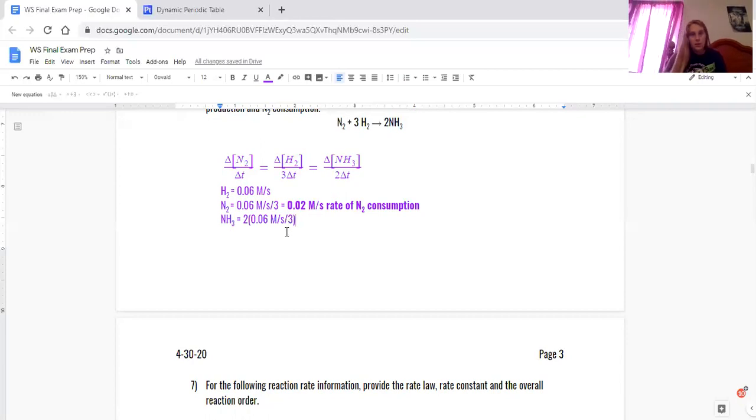Okay, so we already know this part. And honestly, if you wanted to, you could have just gone from that because you already know what this equals. You know that equals your 0.02. So you could do that either way. I'm just going to leave it, or I can show you that too. So that's 2 times your 0.02 molars per second. Okay, and so that is going to equal your rate of production for your NH3, and so you're going to end up with 0.04 molars per second rate of NH3 production.